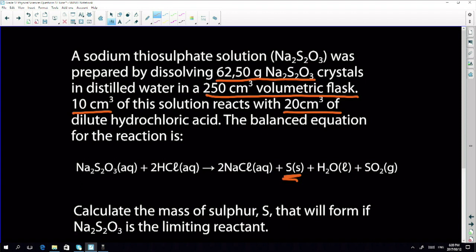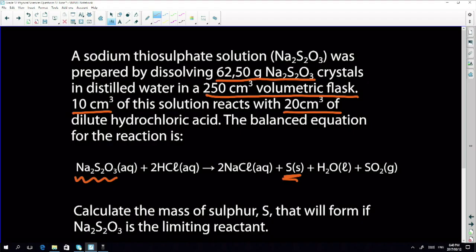Now, what that means for us is, first of all, the HCl is irrelevant. The fact that it reacted with 20 centimeters cubed of HCl is irrelevant. It doesn't matter. All that matters is the sodium thiosulfate, okay? It is the limiting reactant. So that determines how much sulfur we get. That means I need to know how much of this reacted.